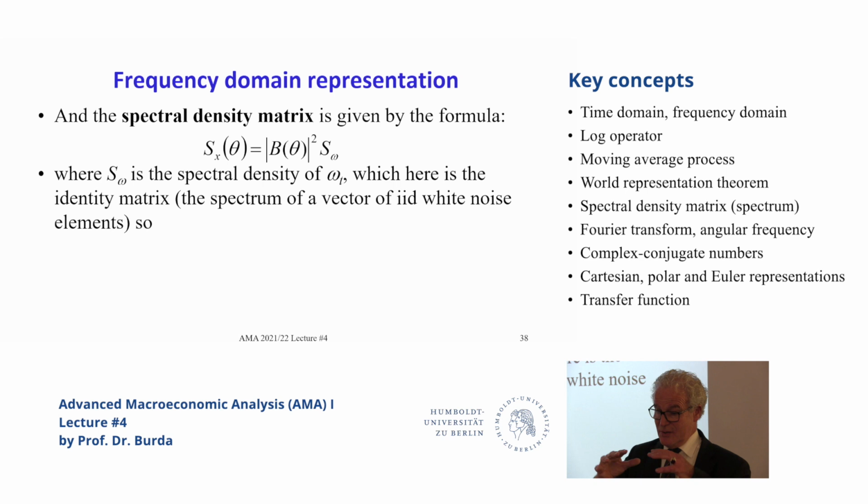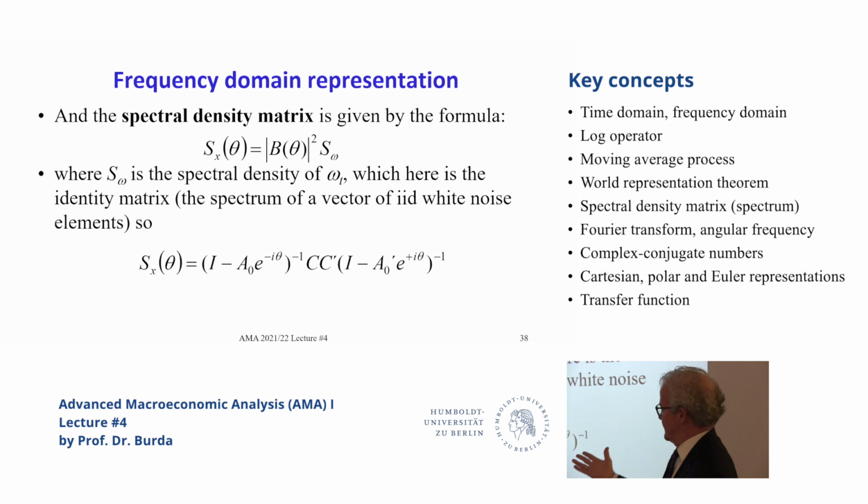It's just a shift of the spectrum. If it's really noisy, you're going to have a lot of variance to explain. If it's not noisy, not much. But what we care about with the spectrum is the relative, as you move theta from 0 to pi, how much of the variance can I explain?